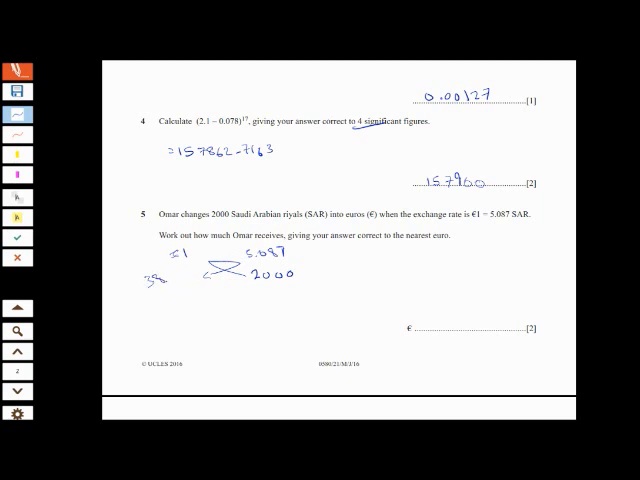That would give you your answer, which is 393.1590. But they want it to the nearest euro, so just 393.